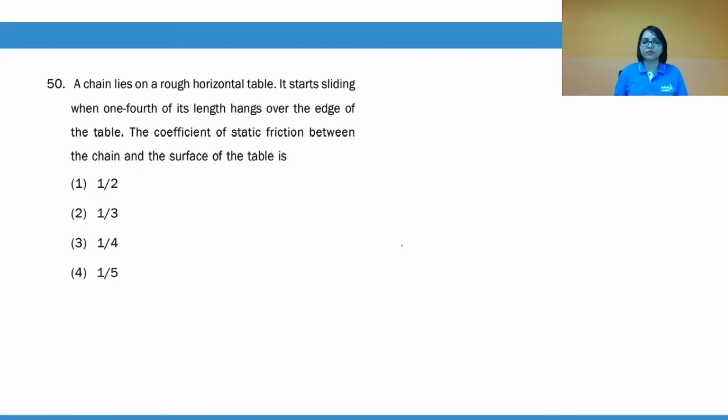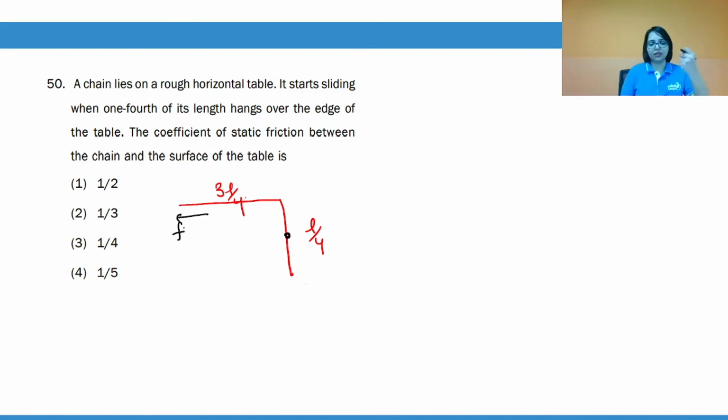Next is question number 50. A chain lies on a rough horizontal table, right, like this. It starts sliding when 1/4 of its length hangs over the edge of the table. The coefficient of static friction between the chain and the surface of the table is. So basically this is L by 4 length, and this is 3L by 4 length, right? And it is balanced by the weight of this L by 4 length, right? And this friction will try to pull this chain in the backward direction. Mg will try to pull this chain in the downward direction, right?